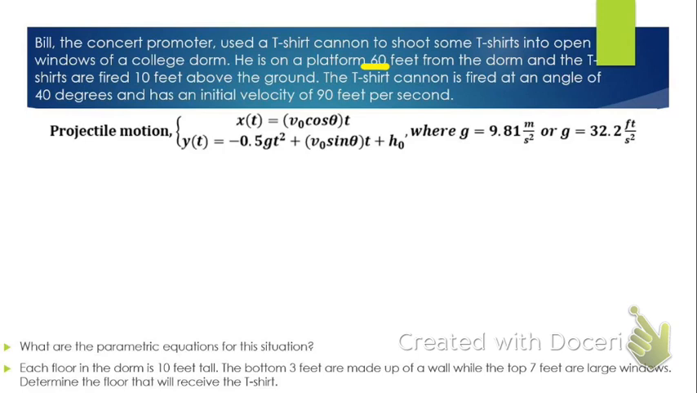Now it says that the t-shirt cannons are fired 10 feet above the ground. So that's your initial height. The velocity is 90 feet per second. The angle is 40. So go ahead and write your set of parametric equations for part A.